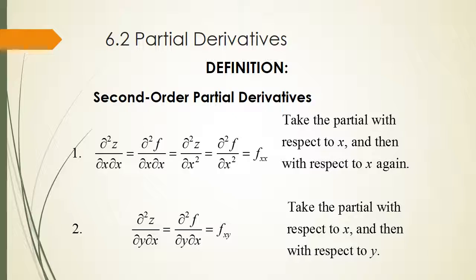Okay, so you're going to do the partial derivative with respect to X, and then take the partial derivative of that with respect to X. You're going to take the partial derivative with respect to X and take the partial derivative of that with respect to Y.